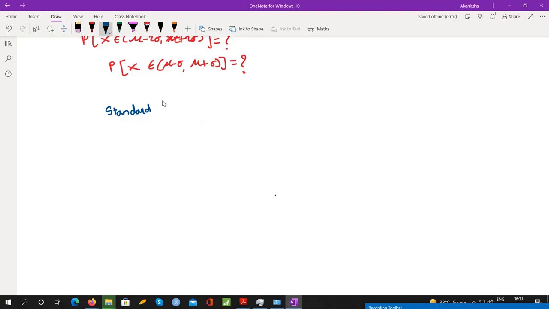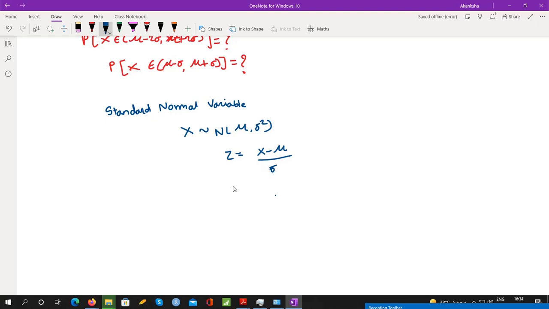Then there is something called a standard normal random variable. Okay. So what is a standard normal random variable? We said that x follows a normal distribution with mean mu and variance sigma square. We can define z as x minus mu divided by sigma. Okay, we can define z as x minus mu divided by sigma.